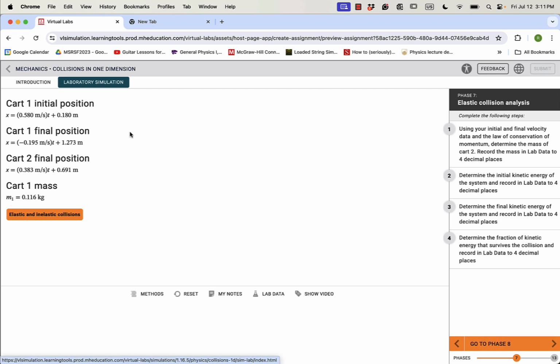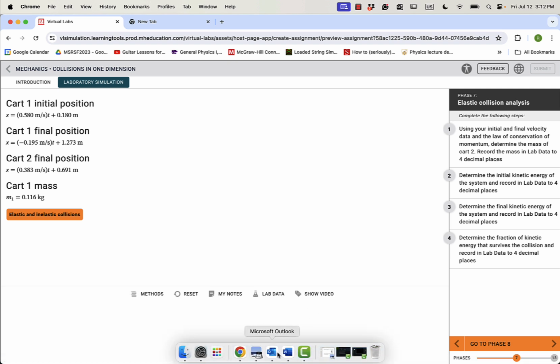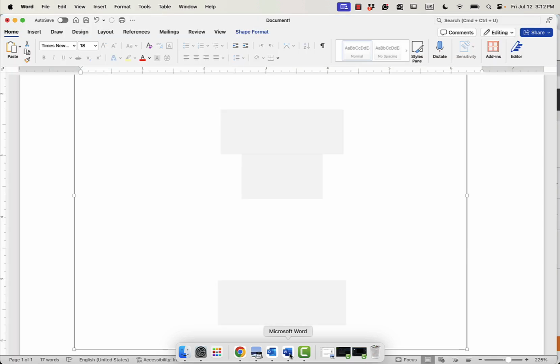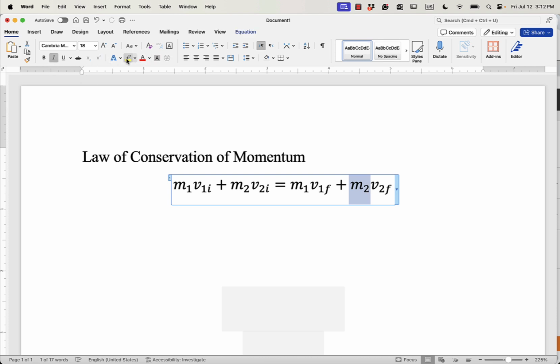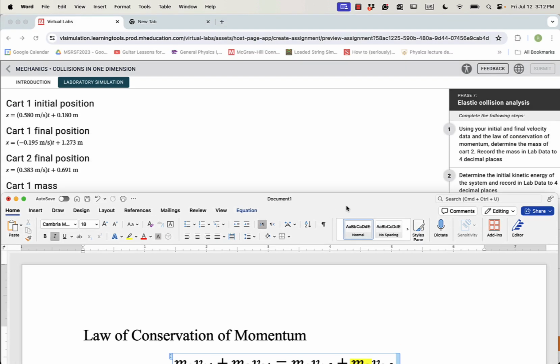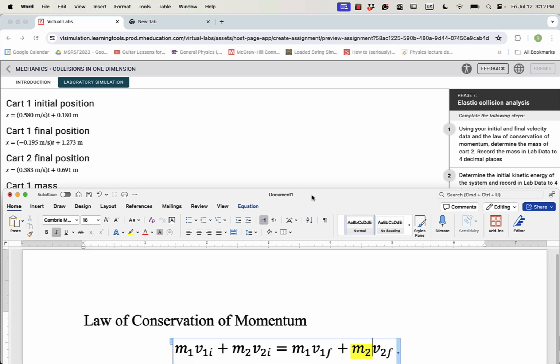All right, now using your initial and final velocity data and the law of conservation of momentum, determine the mass of cart 2. Record the mass in lab data to 4 decimal places. So basically we want to use conservation of linear momentum. Let me show you what that is. This equation is the law of conservation of momentum. We want to use this equation to find the mass of the second cart.